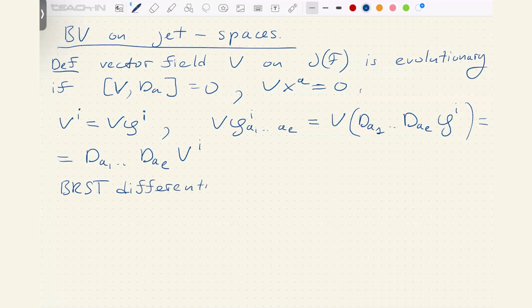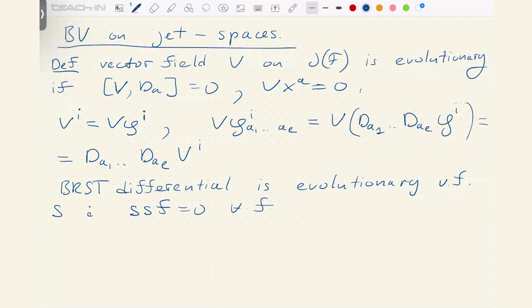BRST differential is an evolutionary vector field S such that S is nilpotent. So if you go twice on any local functions, it gives 0. So it's the same as before. But that's it. That's actually the only additional condition. And the degree, nothing changes with degree.